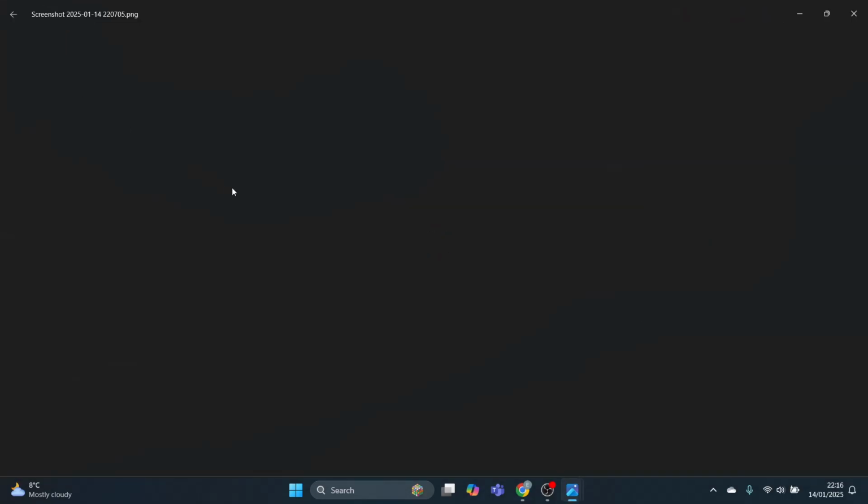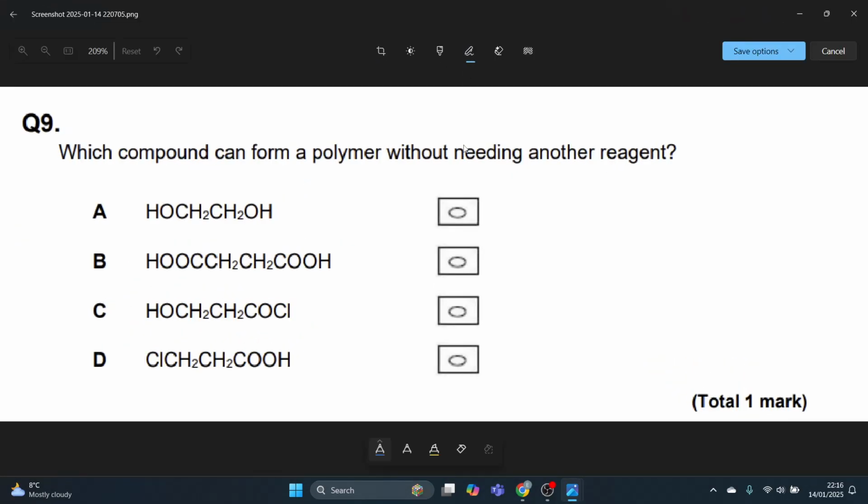Which compound can form a polymer without needing another reagent? So I'm looking for the one where it's literally just one compound. So A, definitely not. B, two carboxylic acids, no. I'm going to see in C or D. C, I've got this, and then a carboxyl functional group, carboxylic acid. The answer is going to be C. Yeah, C, definitely C.